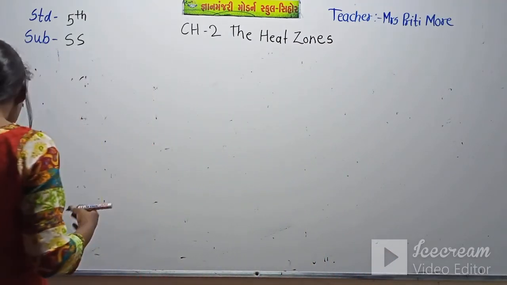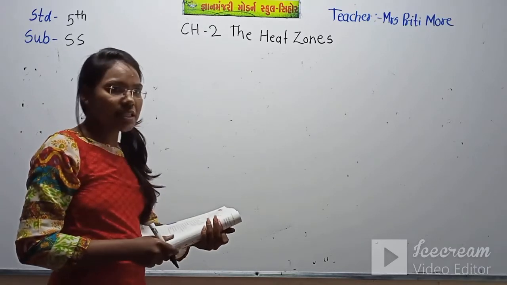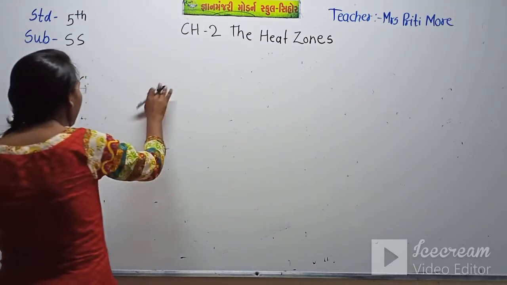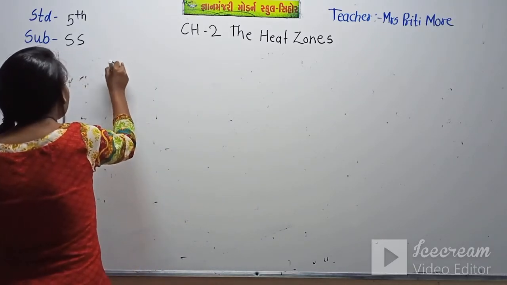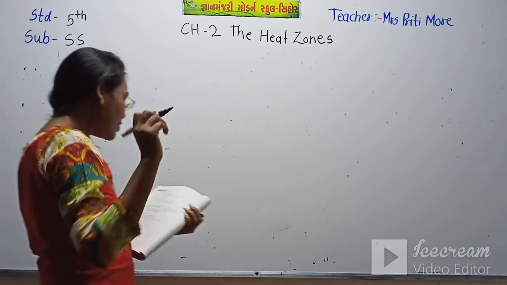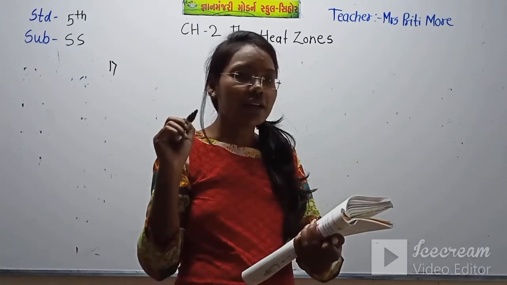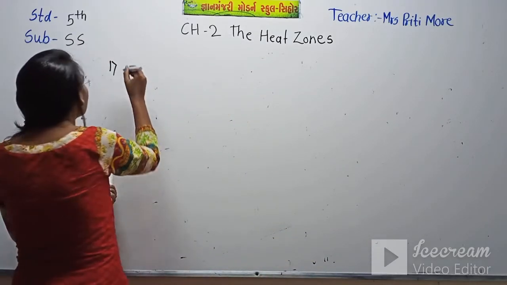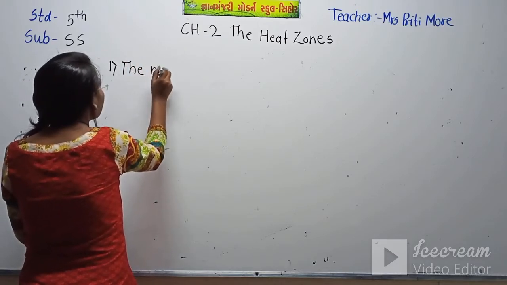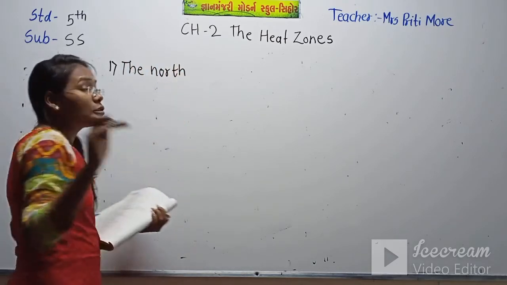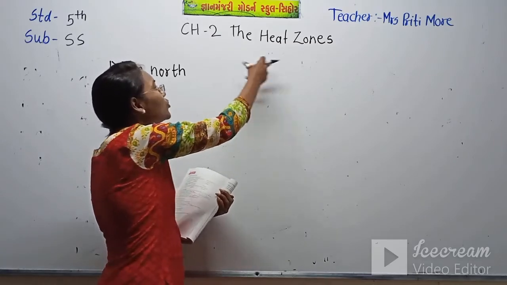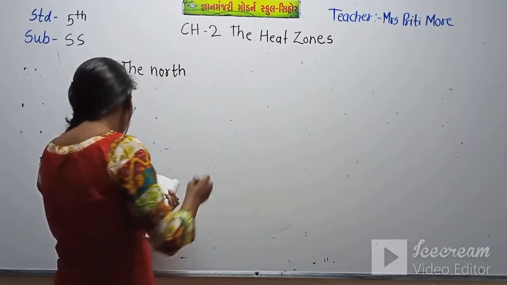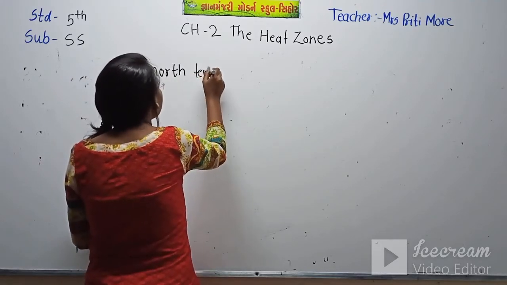The first exercise is choose the correct answer. I am writing on the board the first one, and 3 options are there. We just have to choose the correct option from the given options. You also have to put the heading chapter 2, the heat zone, and write in your notebook.